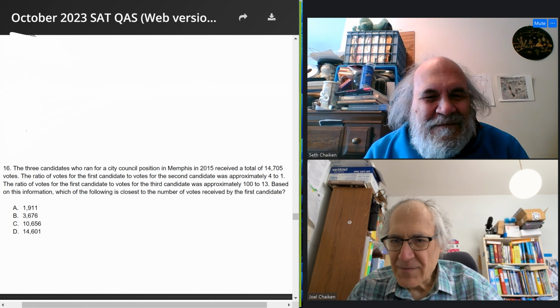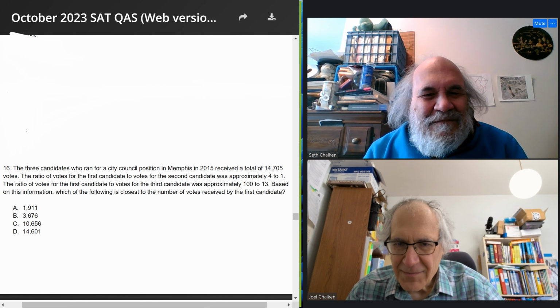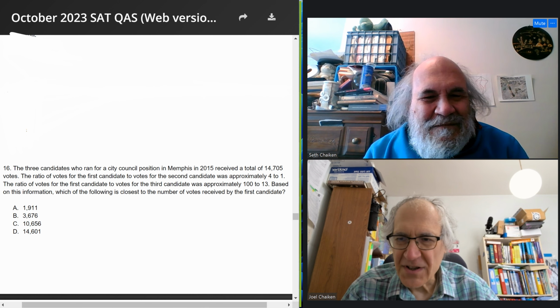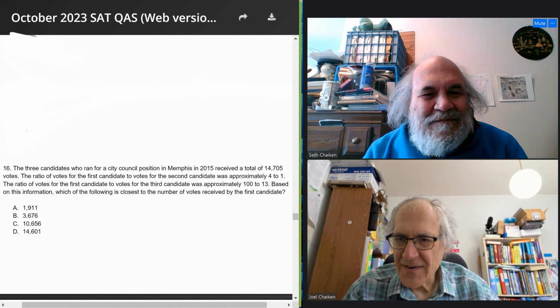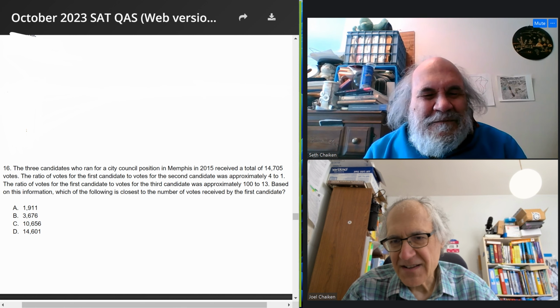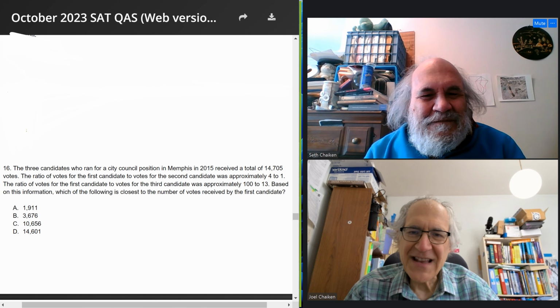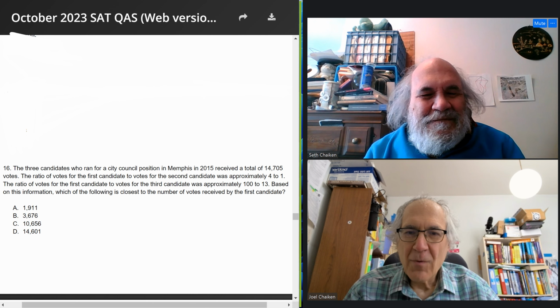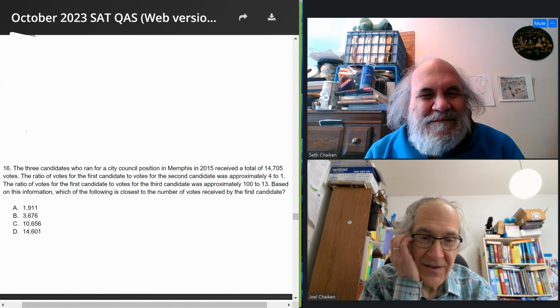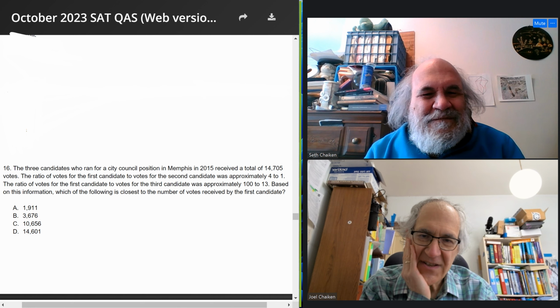Three candidates who ran for city council in Memphis received a total of 14,705 votes. The ratio of votes for the first candidate to votes for the second candidate was approximately 4 to 1. The ratio of votes for the first candidate to votes for the third candidate was approximately 100 to 13. Based on this information, which of the following is closest to the number of votes? Wow. So this is confusing, okay? The first time you read this, it's confusing.